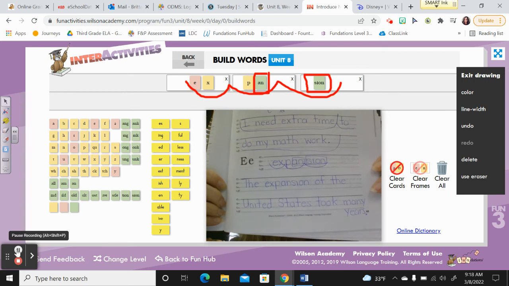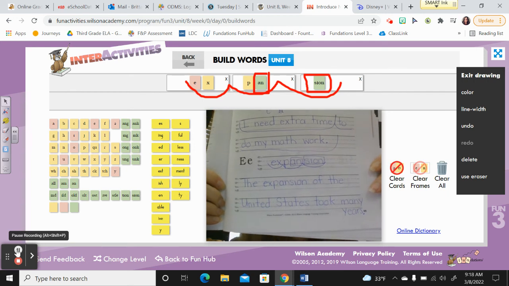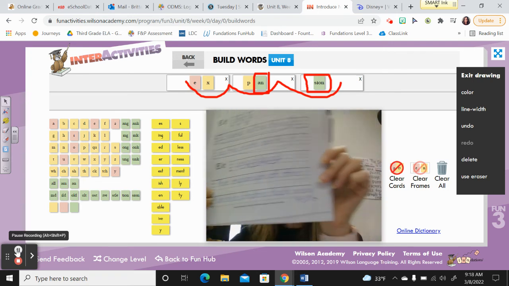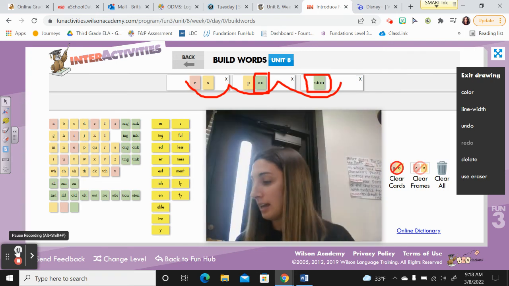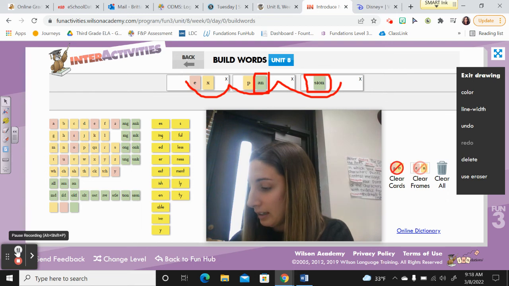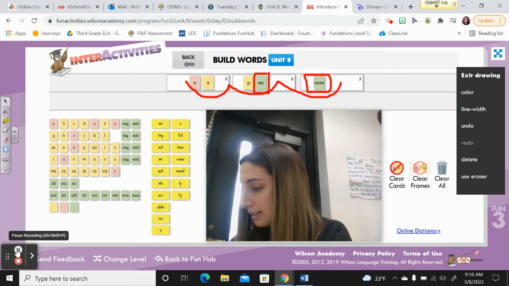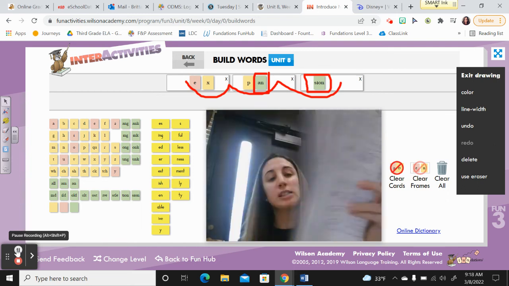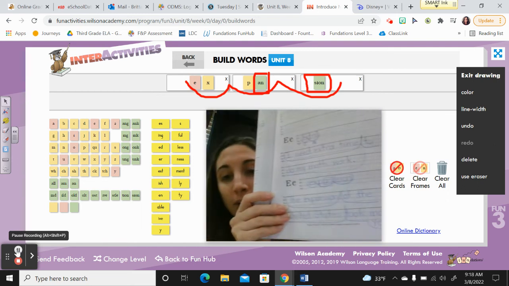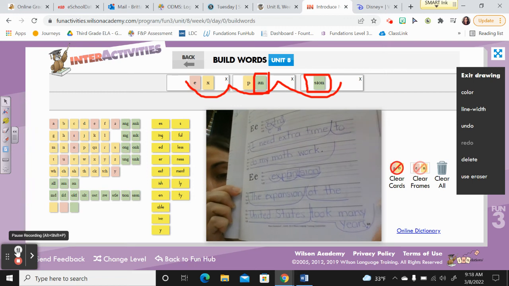Those are trick words that we've had. So hopefully you're good with those ones. All right, now to scoop the sentence, I would say the expansion of the United States took many years. That's 3 scoops. The expansion of the United States took many years.